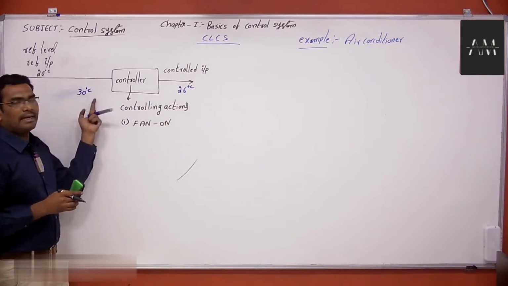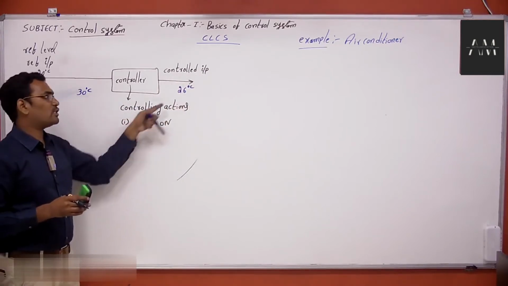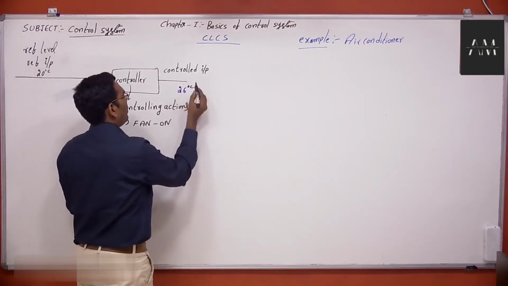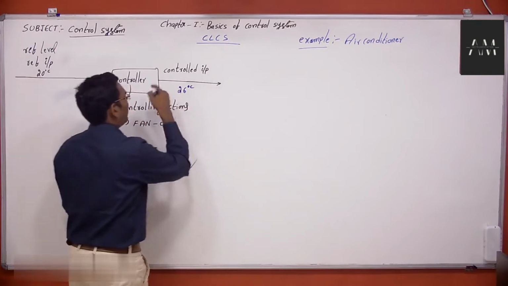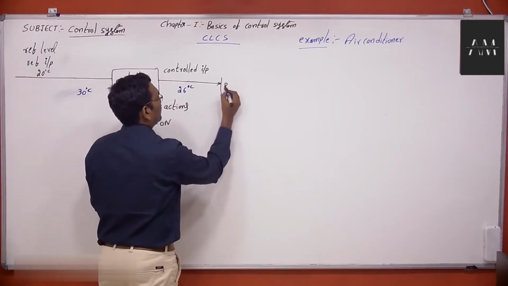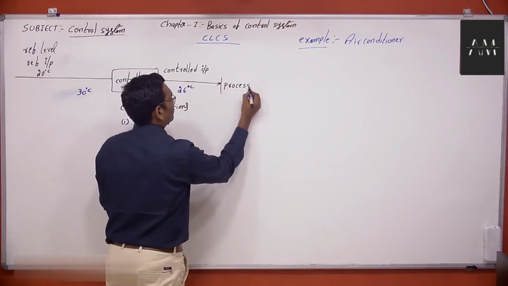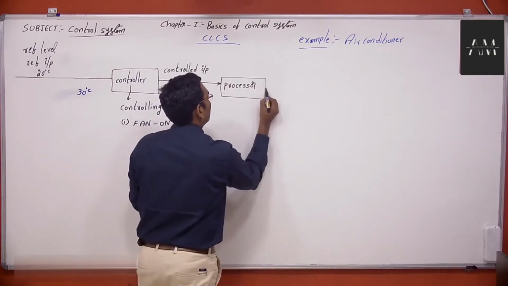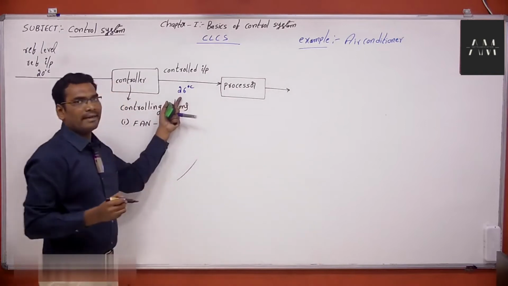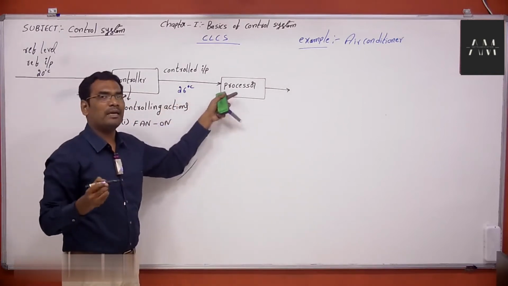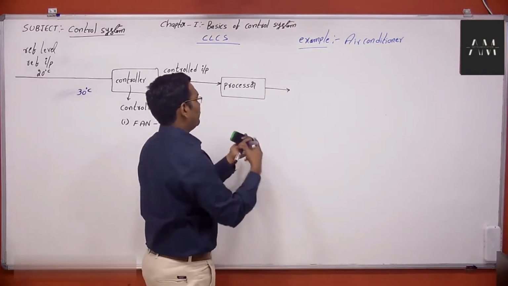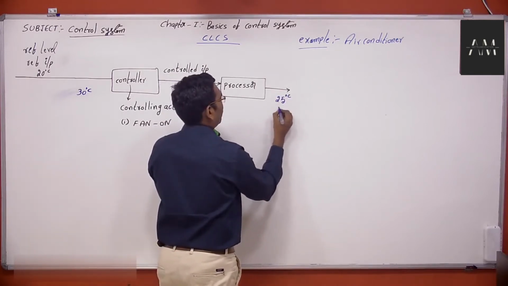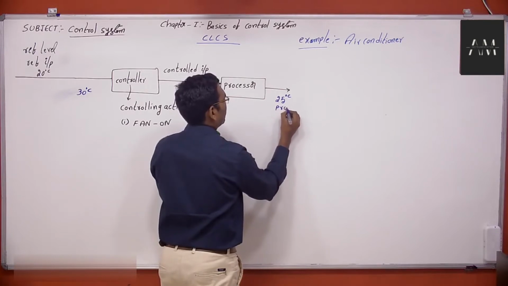Now 30 degrees centigrade is controlled by one controlling action and it will become 20 degrees centigrade. What is the block after the controller? You know that. That is the processor. Now this 20 degrees centigrade temperature is further processed by the processor and it will become, for example, some 25 degrees centigrade. Therefore, this is nothing but the processed output.